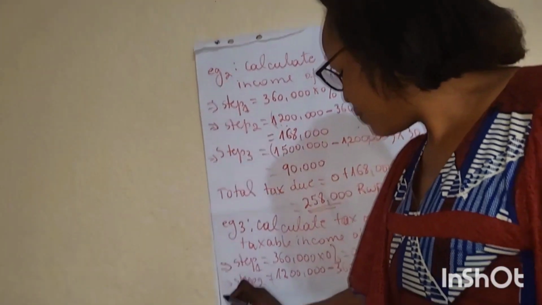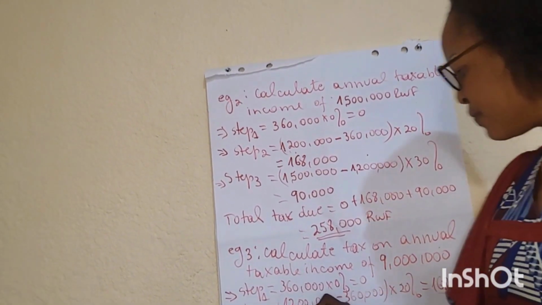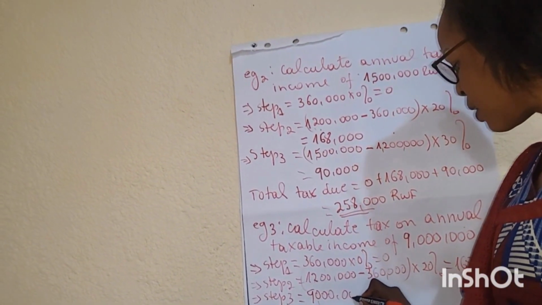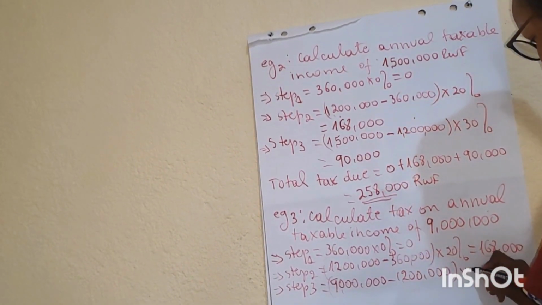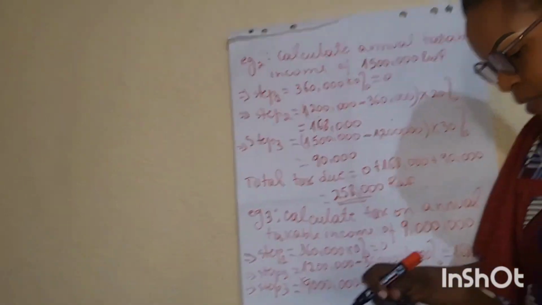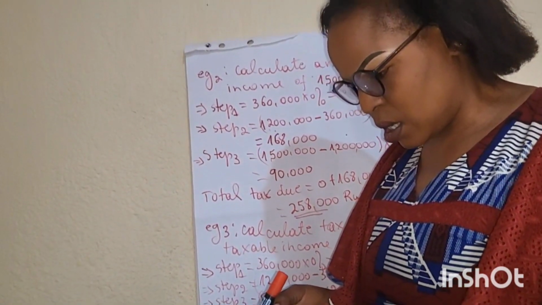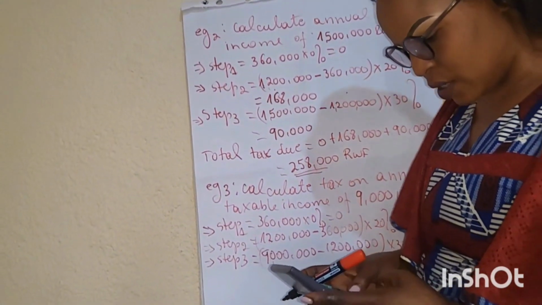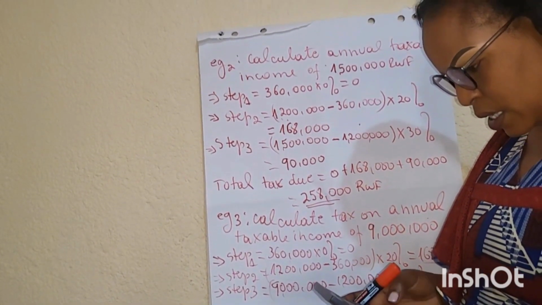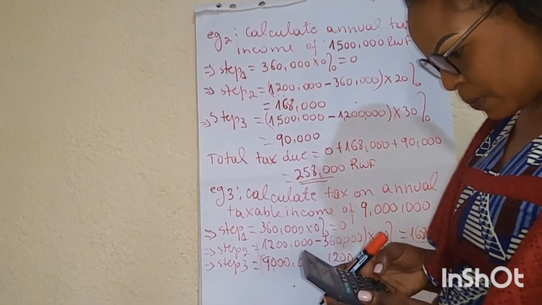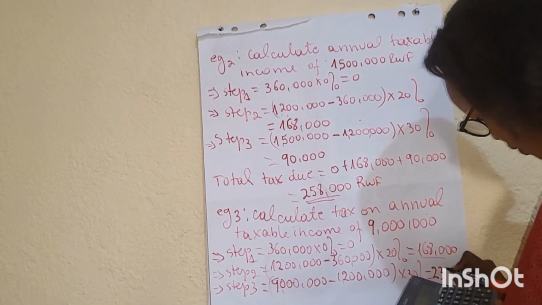Okay, now step 3. Step 3 is where this amount is located. This means we have to take 9 million minus 1,200,000 times 30%. The answer is 2,340,000.